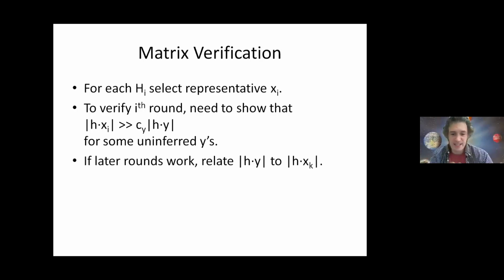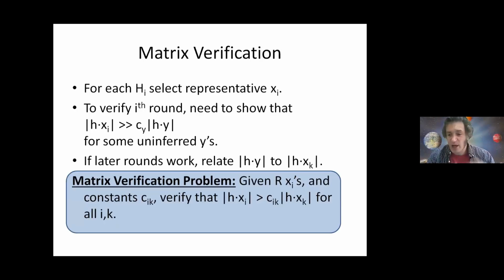Now, of course, these yi's in later rounds, we eventually inferred them correctly. And when we inferred them, we also related their margin to the margin of the representative point of that round. And so really all that we need to do is for every pair of representatives, we need to verify some relation that the margin of xi is at least some constant cik times the margin of xk.